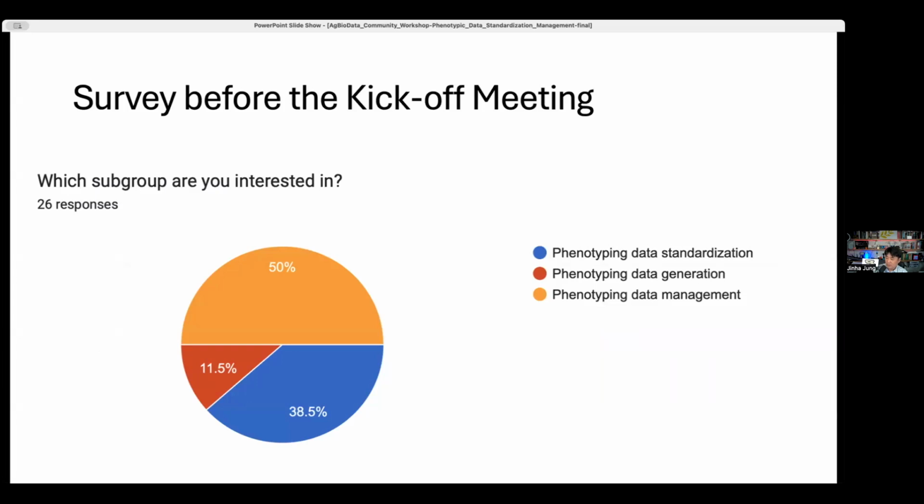So we came up with these 3 subgroups at the beginning, which are phenotyping data standardization, phenotyping data generation, and phenotyping data management. Based on the survey response, 50% said they are interested in data management, 38% in data standardization, and 11.5% in data generation.